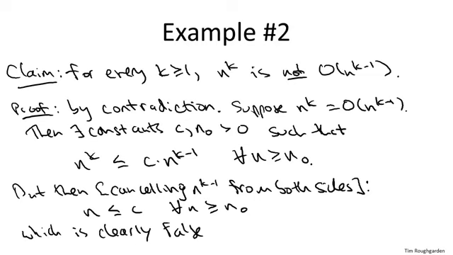So that provides the contradiction that shows that our original assumption that n^k is big O of n^(k-1) is false, and that proves the claim. n^k is not big O of n^(k-1) for every value of k. So different powers of polynomials do not collapse. They really are distinct with respect to big O notation.